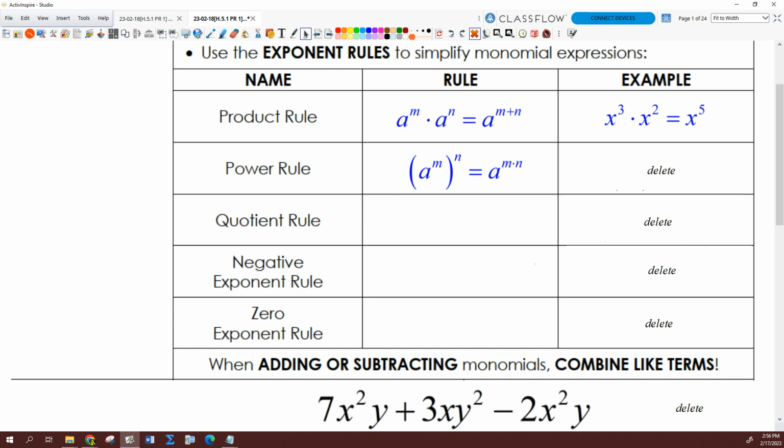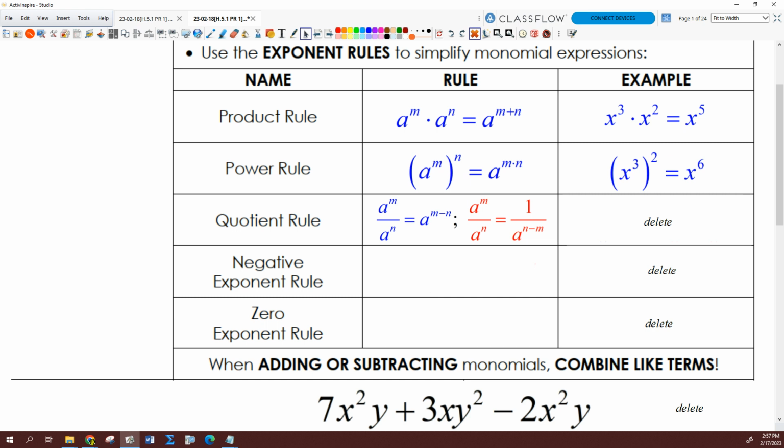Sometimes that gets confused with the power rule, which tells us if you take a power to a power, like a to the m to the n, what do you do to the exponents? You multiply the exponents. So for example, x cubed squared is x to the sixth. Okay? All right, so what about the quotient rule?